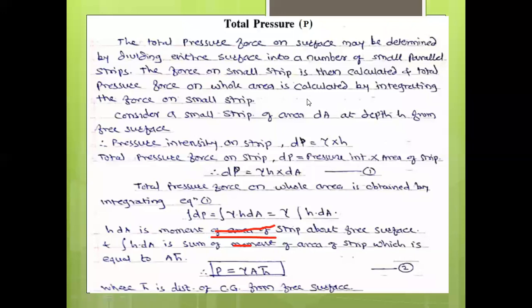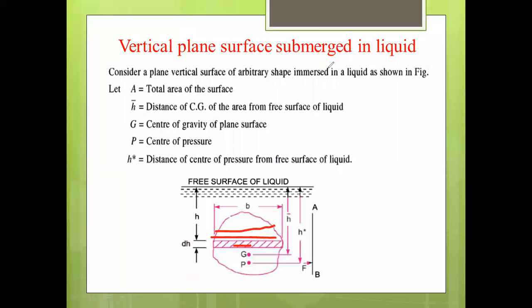The force on the small strip is then calculated, and the total pressure force on the whole area is calculated by integrating the force on the small strip. Now here, what is the logic that is used in this derivation? त्या derivation मध्ये काय logic वापरलेलं आहे किंवा काय concept वापरलेलं आहे?